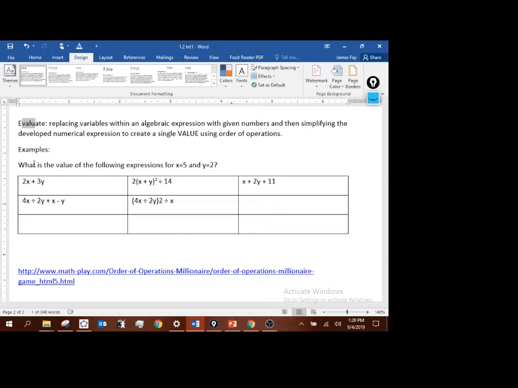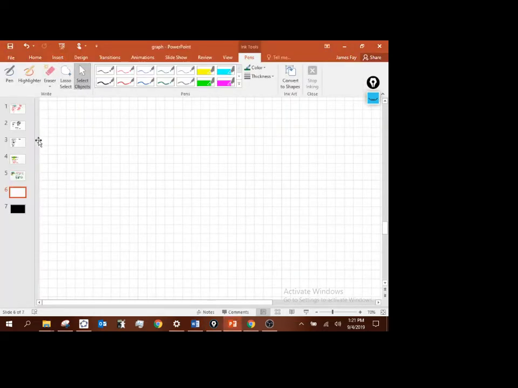Replacing variables within an algebraic expression with given numbers. So given numbers means that they've told you, like right here, that x is 5 and y is 2. I'm giving that to you. And it says then simplify and develop a numerical expression to create a single value. That's where we get evaluate, and using our order of operations to do that. So that first one there was 2x plus 3y. So let's do that one.